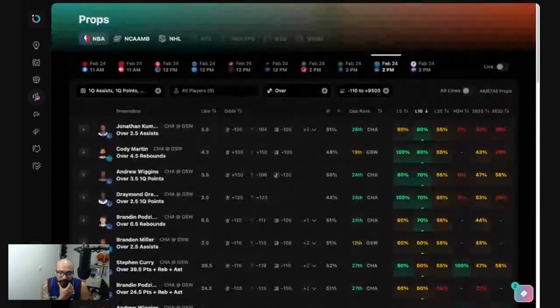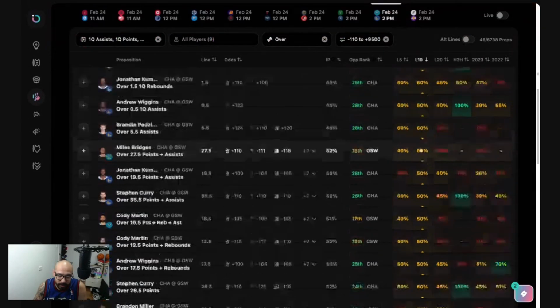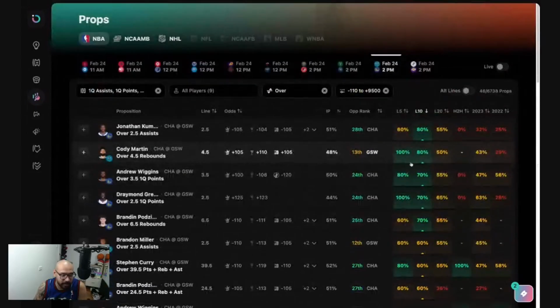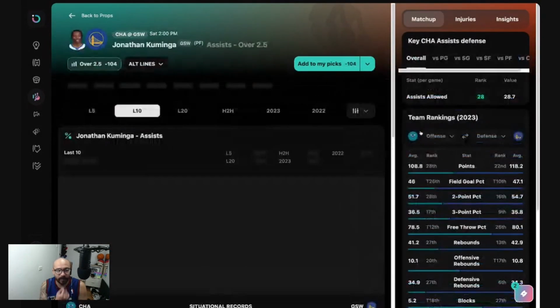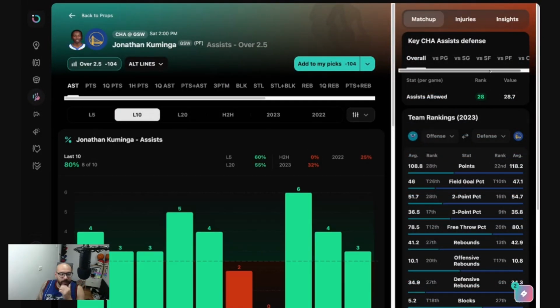All right. So looking at this one in the last 10, we don't see the green lights that I like to see, but let's muck around with it for a bit. Firstly, let's have a look at Jonathan Kuminga, looking at his assist prop. His line for this one is 2.5, minus 104 odds. He's hit this in 8 out of his last 10.